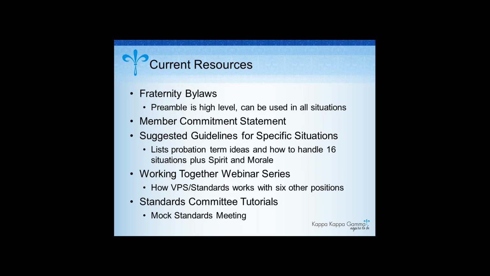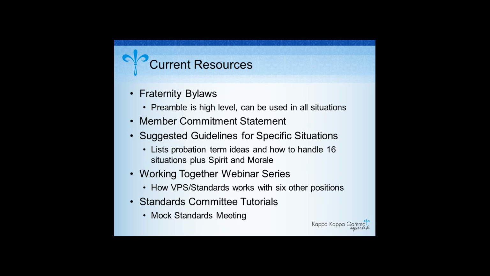As most of you are probably aware, all the resources are posted on the CAPA website, usually under the VPS, under the Vice President of Standards tab under the chapter resources. So please consult those and encourage your VPSs to look at those as well.